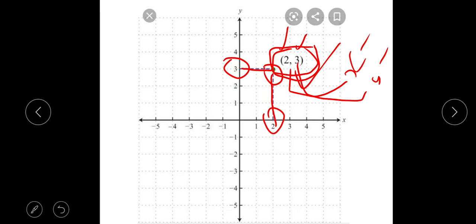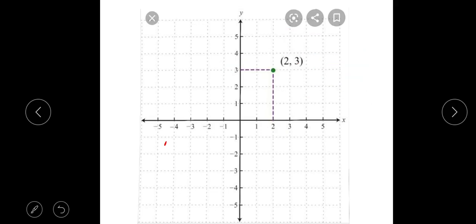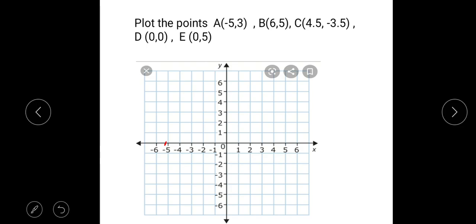Now we will discuss how to plot points or locate points on the Cartesian plane. How to locate given points. Look at this question. Plot the points A (-5, 3). The point A, its coordinates are -5 and 3. Then B (6, 5), C (4.5, -3.5), D (0, 0), E (0, 5).